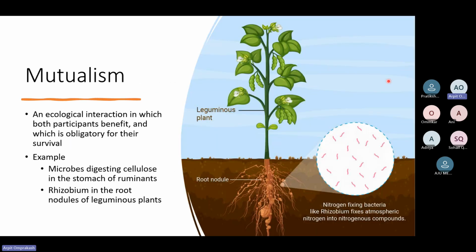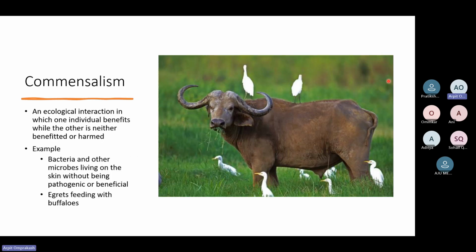Mutualism is basically an obligatory survival thing. So, for example, leguminous plants have root nodules where there are nitrogen fixing bacteria that fix atmospheric nitrogen into nitrogenous compounds that can be taken up by the plants. And basically, the plants then provide food to these rhizobia. Right. Next, we have commensalism, where basically it's plus zero.